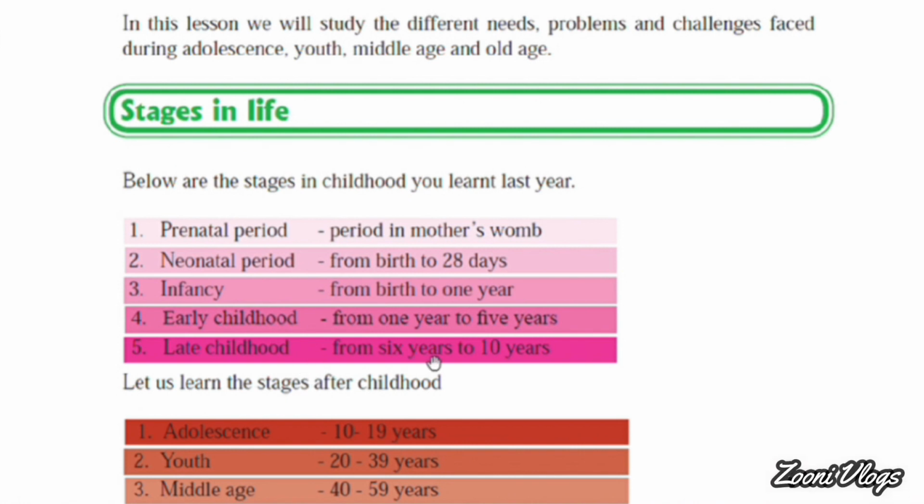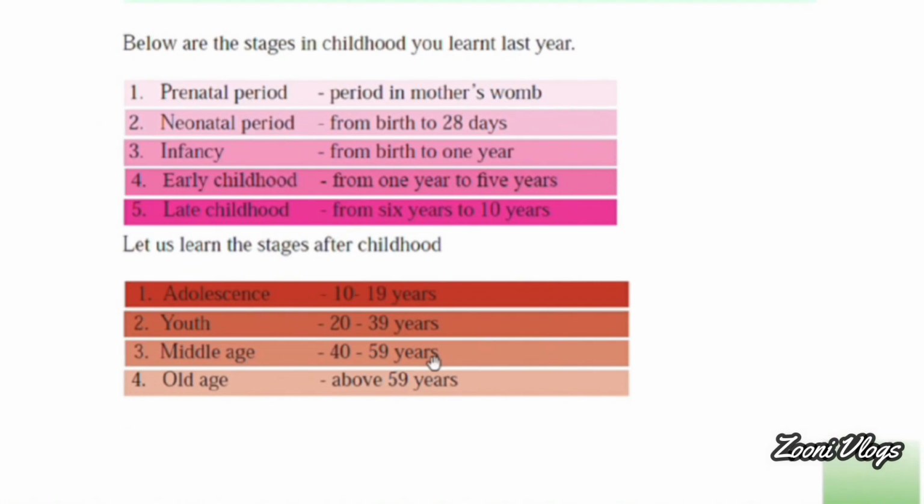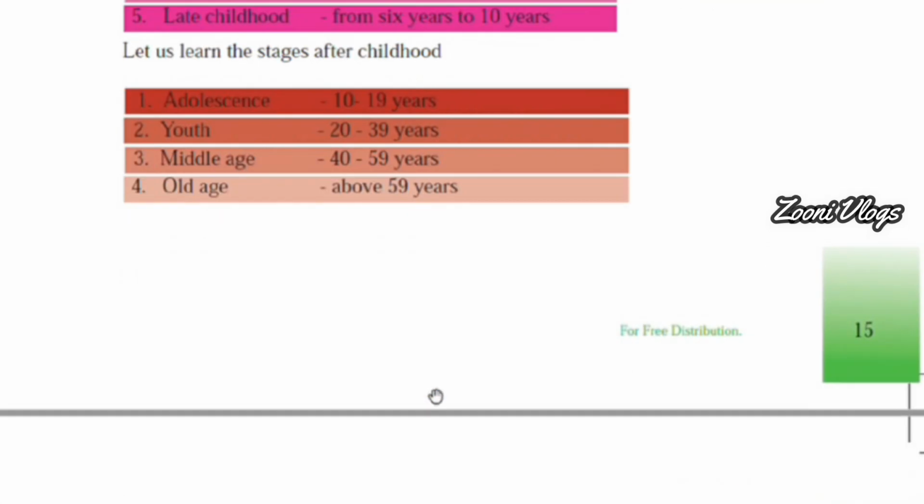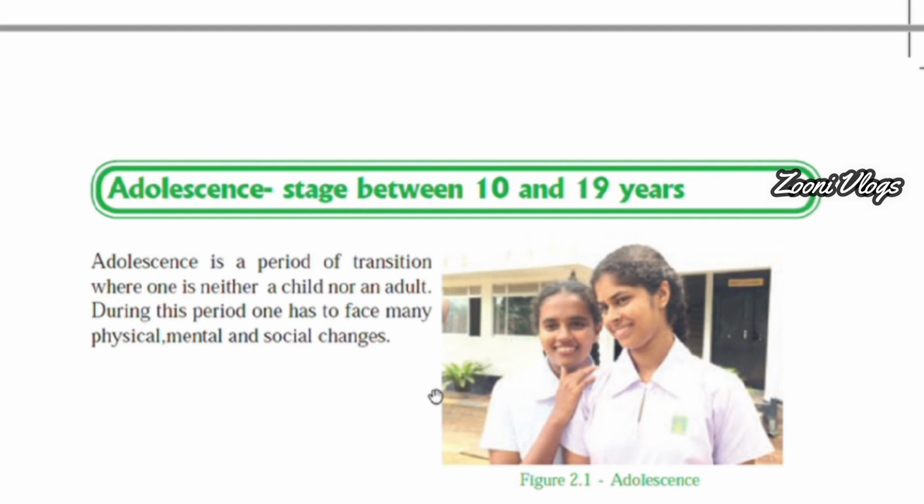Let us learn the stages after childhood. These are the stages: adolescence, 10 to 19 years; youth, 20 to 39 years; middle age, 40 to 59 years; old age, above 59 years. So the adolescence stage is between 10 and 19 years.